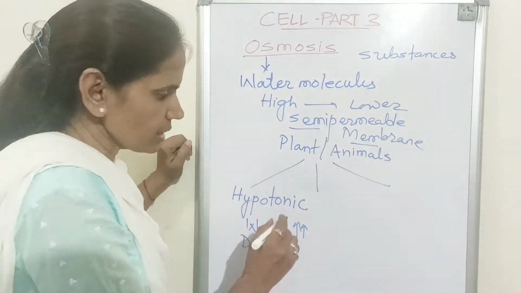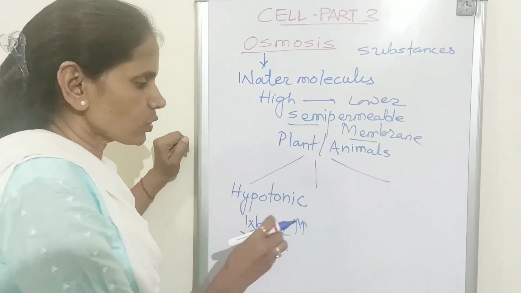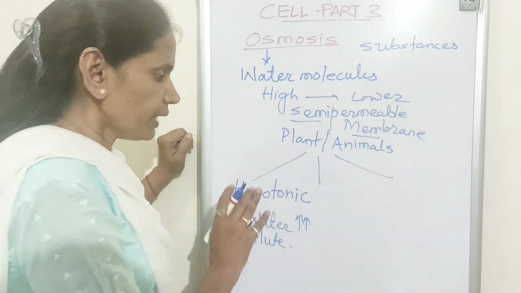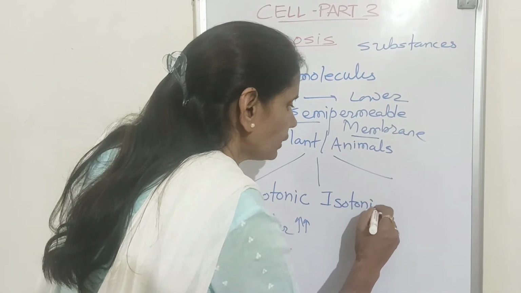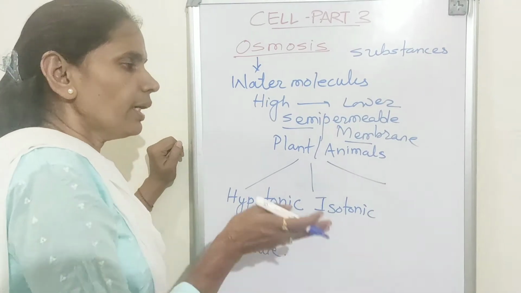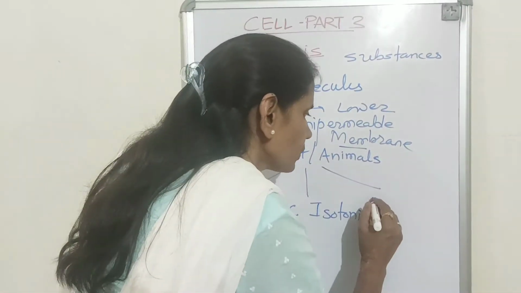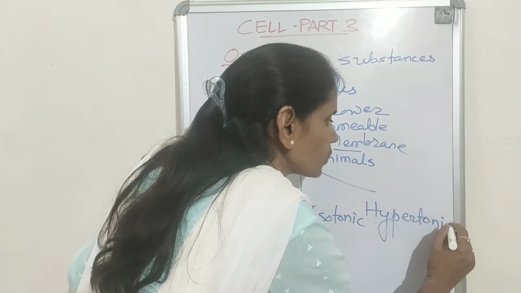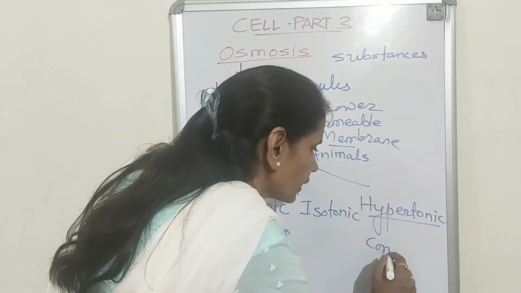In the second case, the amount of water molecules is similar in the external environment as well as within the cell. That means the solution is isotonic. In the third case, the concentration of water molecules in the surrounding environment is lower. In that case, it is known as hypertonic. That means the solution or the suspension surrounding the cell is concentrated.